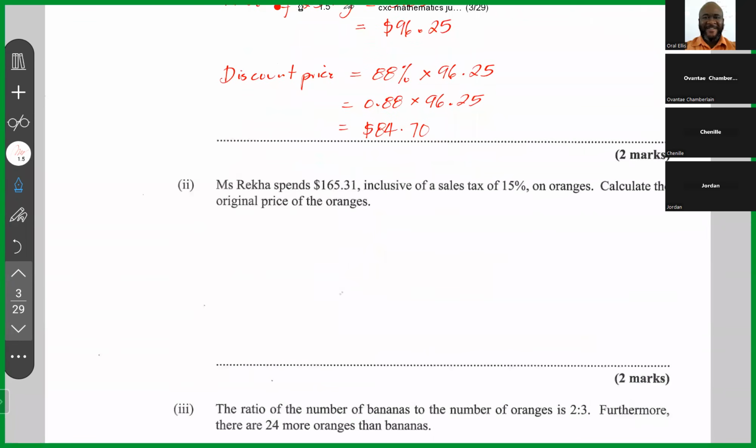So we're told that Miss Rika spends $165.31 inclusive of a sales tax of 15% on oranges. Calculate the original price of the oranges. All right, now if you have to pay a tax of 15%, remember that there is 100% in a whole. So in buying an item, if you have to pay an additional tax of 15%, it means that the money you pay is a total of 115% of the cost.